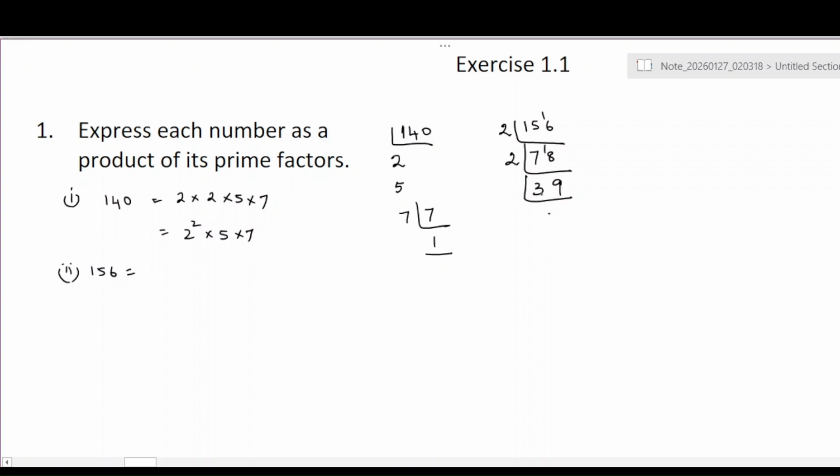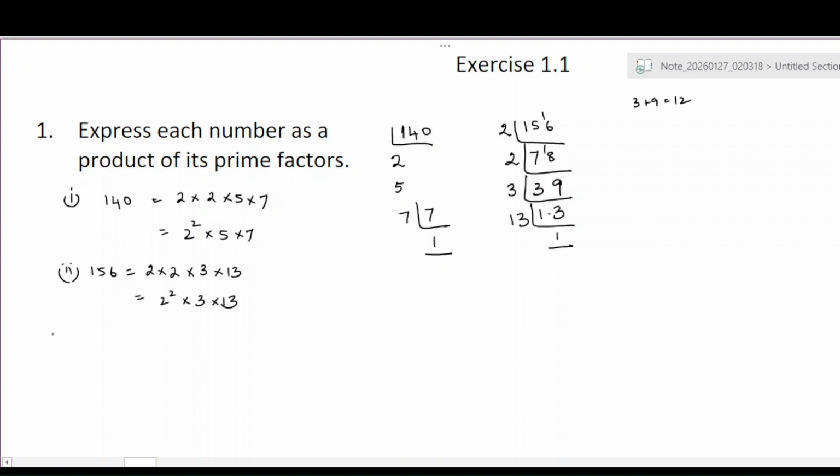So you have to add the digits, add the numbers and see. 3 plus 9 is 12. 12 is divisible by 3. So 1 and 3 times. 13 is a prime number. So 13 into 1, that's all. So 2 into 2 into 3 into 13. So 2 squared into 3 into 13.